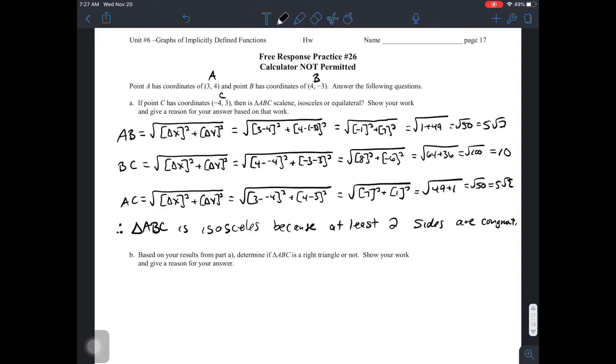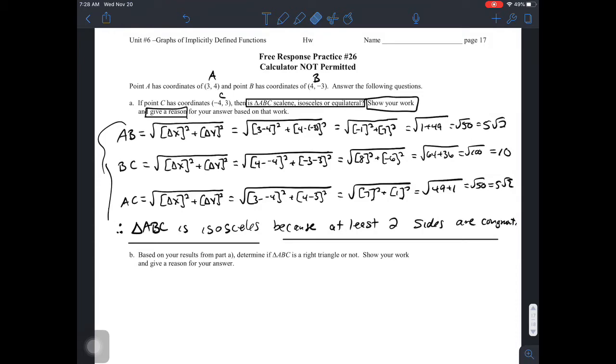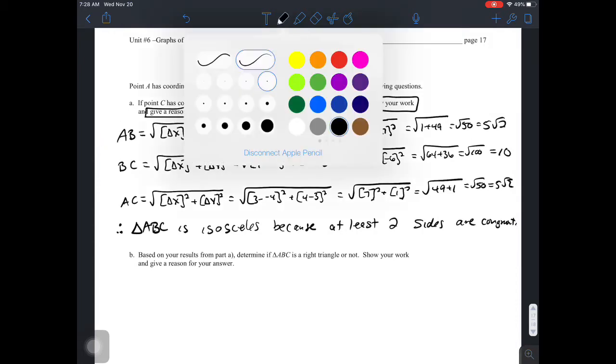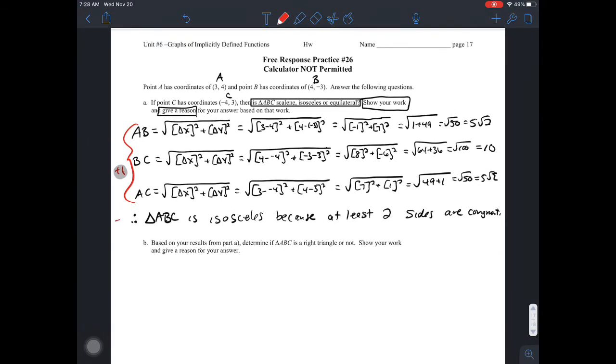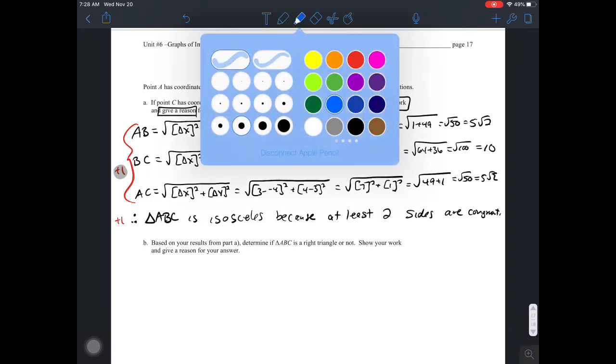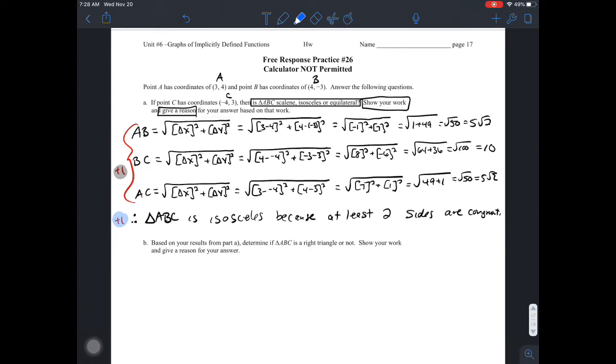That finishes A. I'll just make sure that we finished A. Determine which of these is true, which we did right here. Show your work, which we did right here. Give a reason, which we did right here. So as far as points go, this would be worth 2 points. You would get 1 point if you did all these correctly. And you would get 1 point for this answer here. That includes saying it's isosceles and essentially the definition of isosceles triangle. All these 2 sides are congruent.